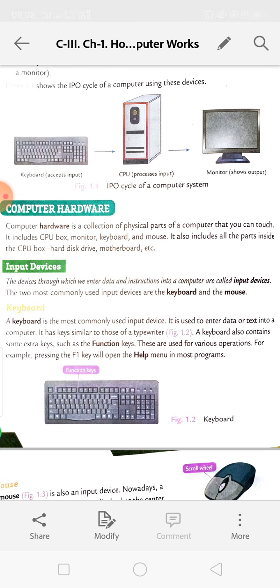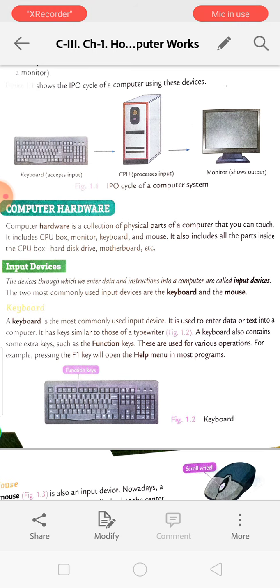Input devices. The devices through which we enter data and instructions into a computer are called input devices. The two most commonly used input devices are the keyboard and the mouse. A keyboard is the most commonly used input device. It is used to enter data or text into a computer. It has keys similar to those of a typewriter, so the keys of the computer keyboard are like the typewriter.